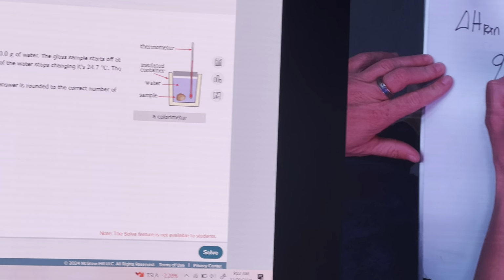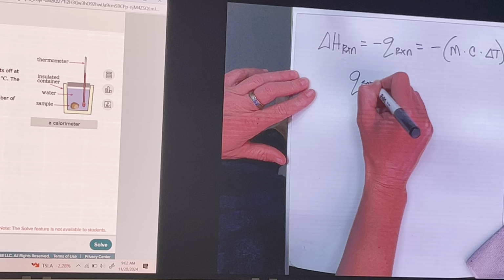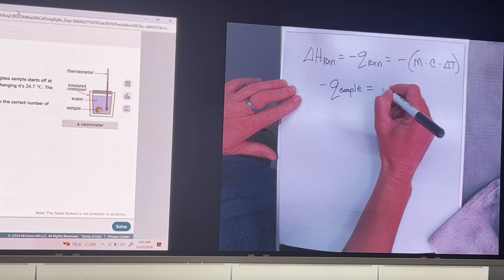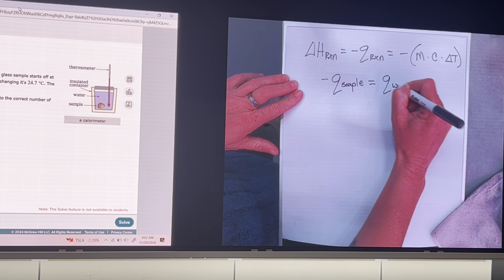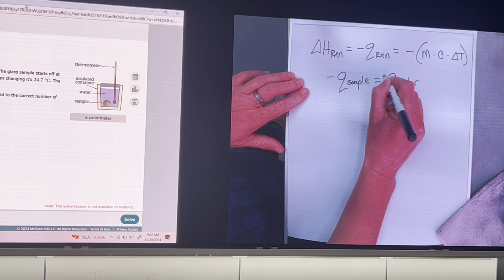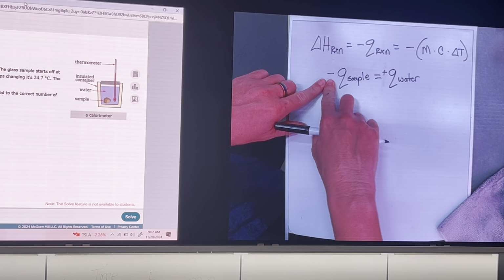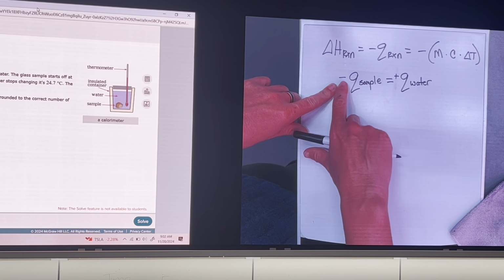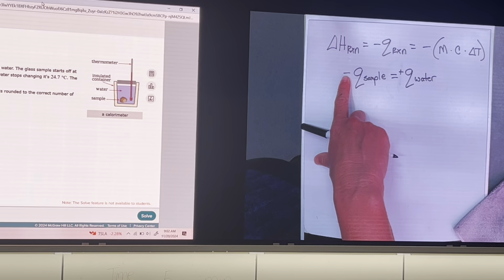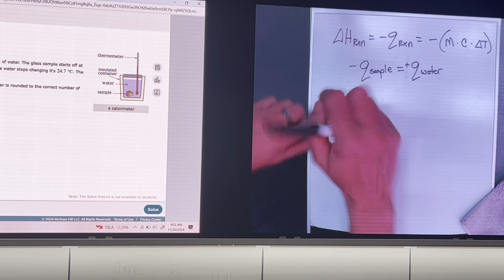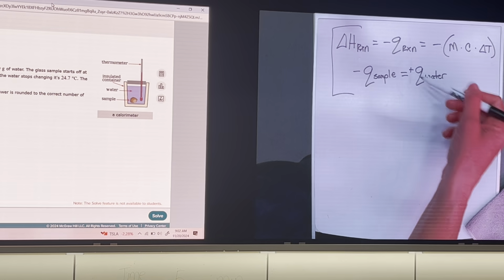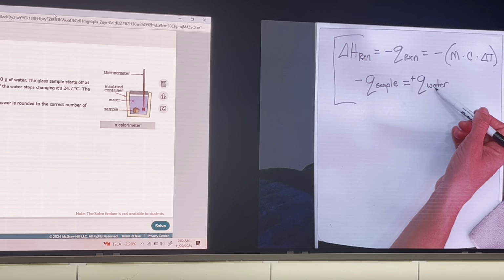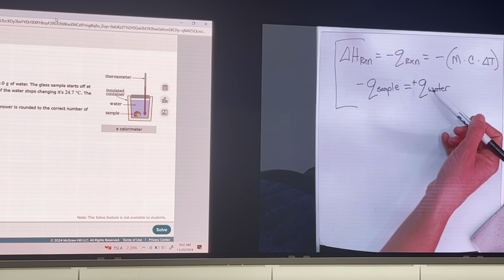The heat that the sample lost is equal to the heat that the water gained. So one side needs to be negative, and I promise you, it doesn't actually matter what side you put that negative sign on, as long as you do your math correctly. So these are our two equations that we need to know for the final and the last quiz for chapter 9. This is it.